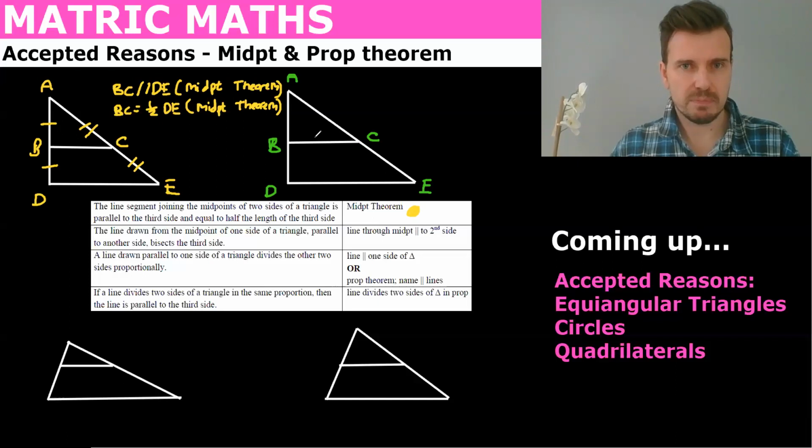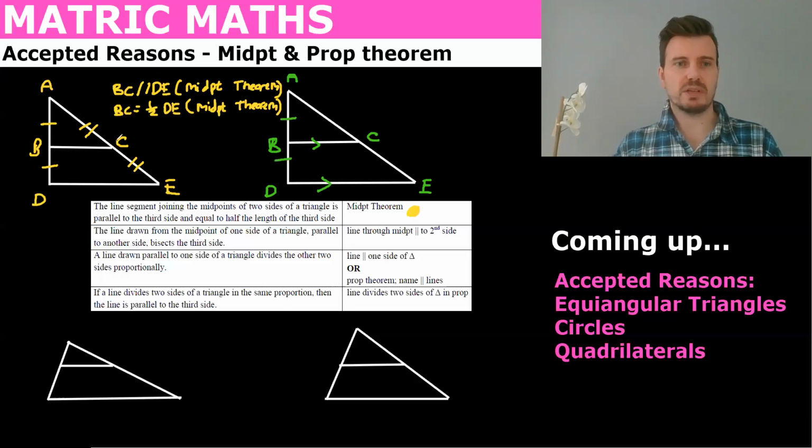Okay, and I've been given that this is parallel. And we're saying that it's the midpoint of one. So we're given that it's the midpoint of one, but we're not given both midpoints. We can therefore say that AB is equal to BD. And instead of using the midpoint there, we cannot use this as a reason. We have to say line through midpoint parallel to second side.